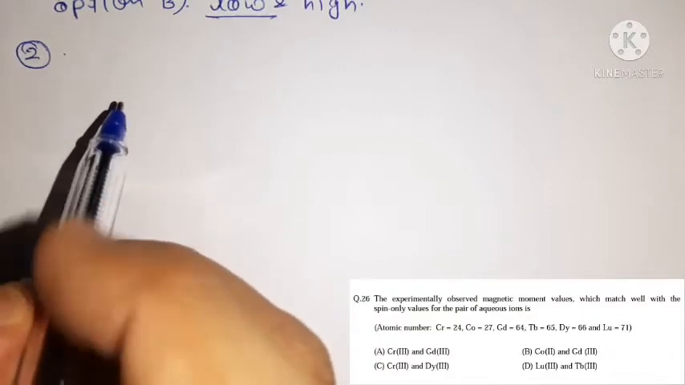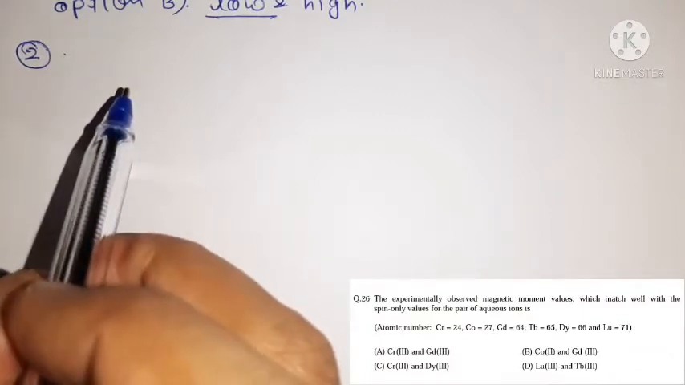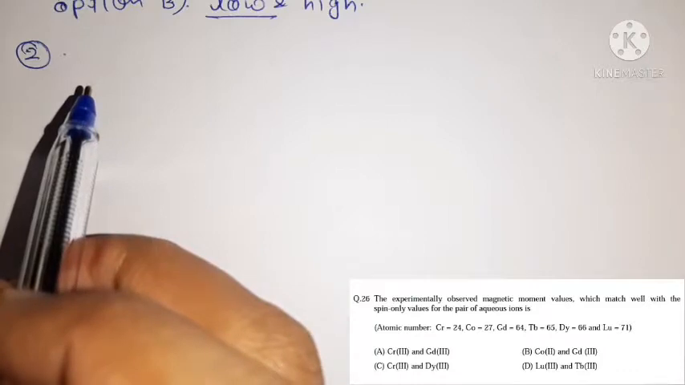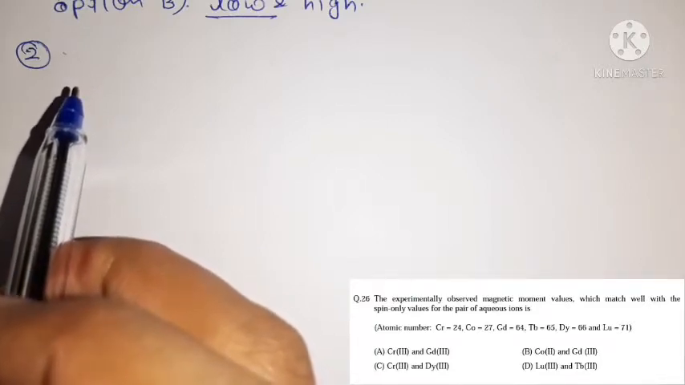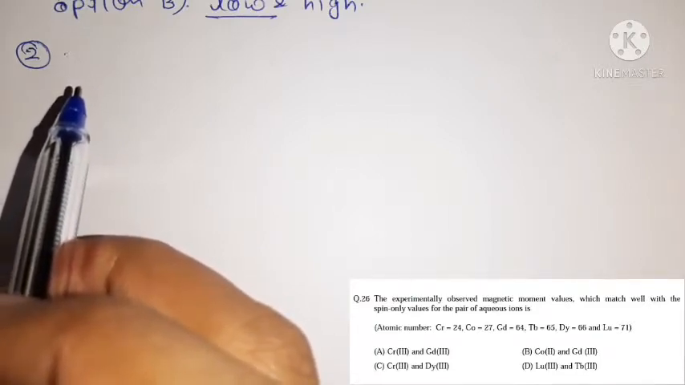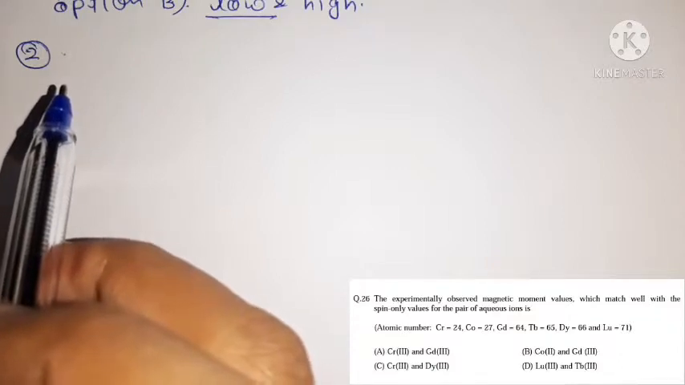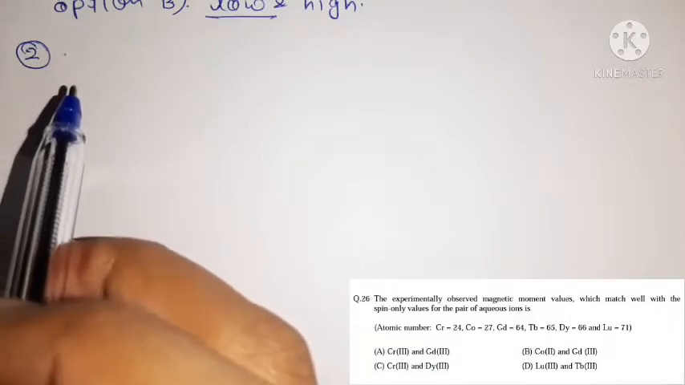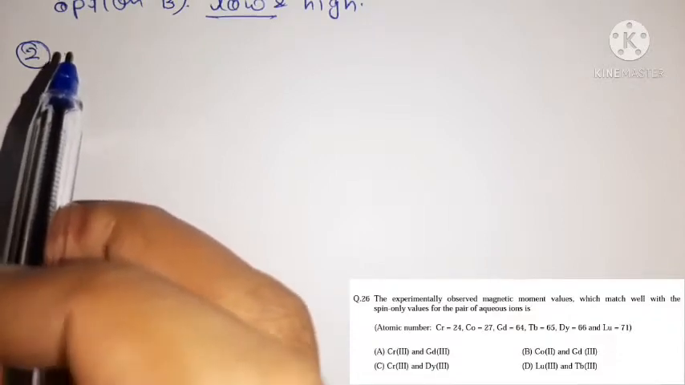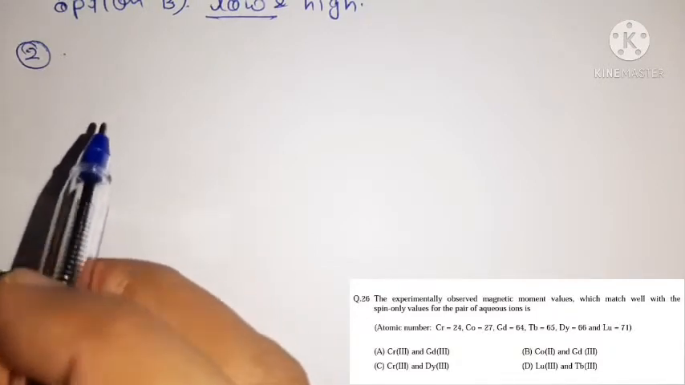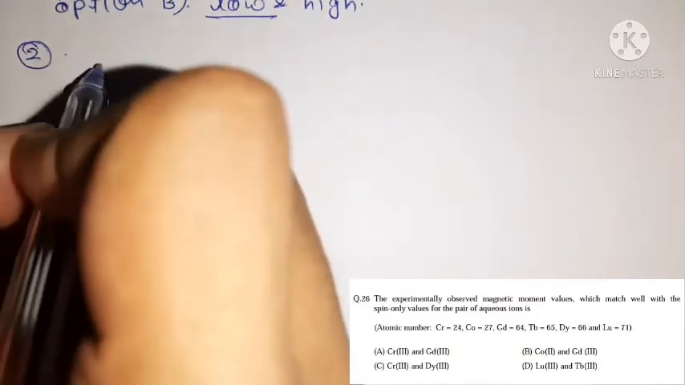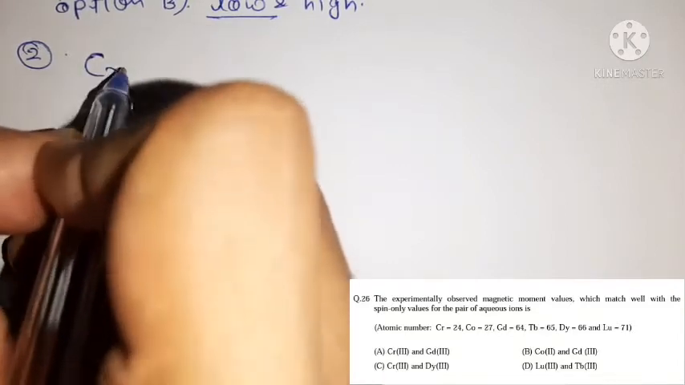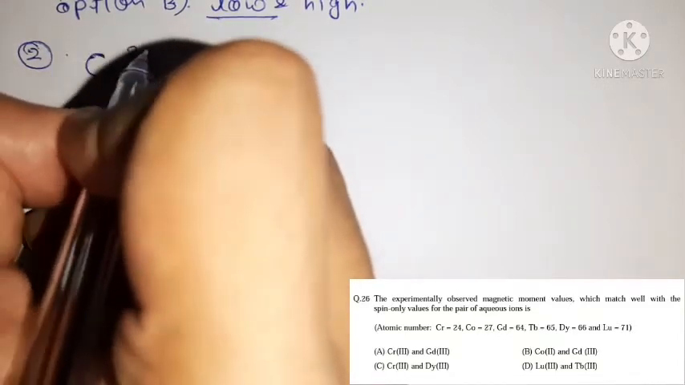Now see friends, according to this question we have 6 metal atoms. Okay, and the oxidation state is also given in this question. See in the option, friends, we also have the oxidation state of the respective metals. So that means first of all we have chromium present in 3 plus oxidation state.